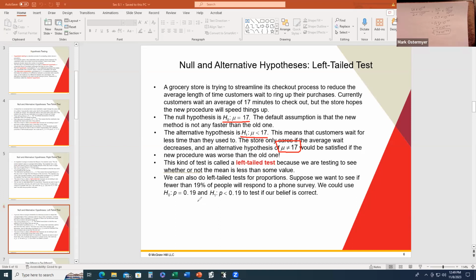Population proportion testing can also make use of a left tail or lower tail test. Suppose that we want to see if fewer than 19% of people will respond to a phone survey. If that's the case, our alternative hypothesis would look like this then, where we have a less than symbol. That's suggesting we have a left tail or lower tail test. And the null hypothesis would be the complementary statement, if you will, which is saying the population proportion is equal to 0.19. So again, it's the alternative hypothesis that basically dictates what type of test we're conducting, the symbol that's used.